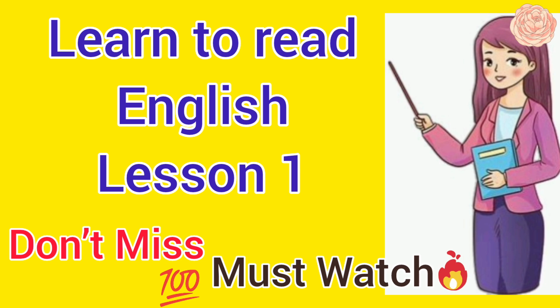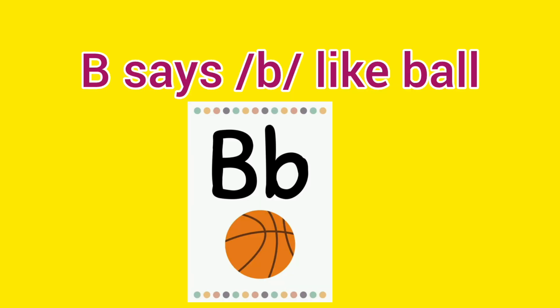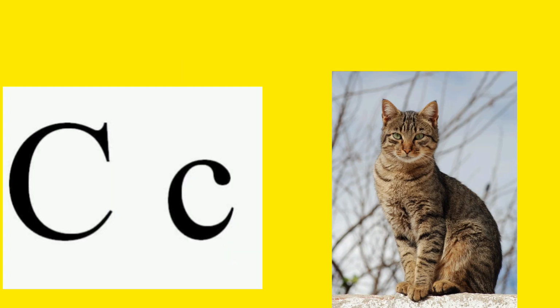Let's start with the basics. This is the letter A. The sound of A is A, like an apple. A. This is the letter B. B says B. Repeat after me. B. Ball. This is the letter C.